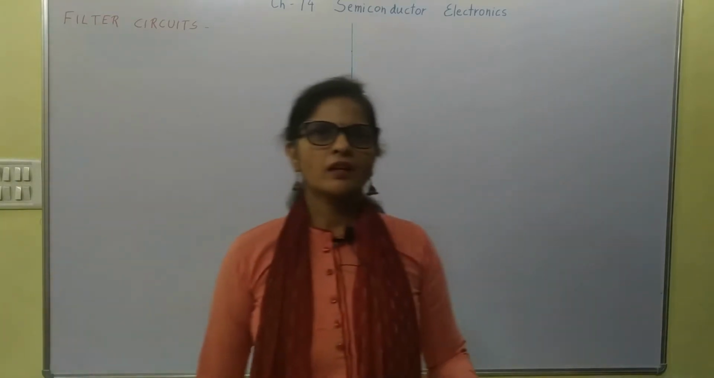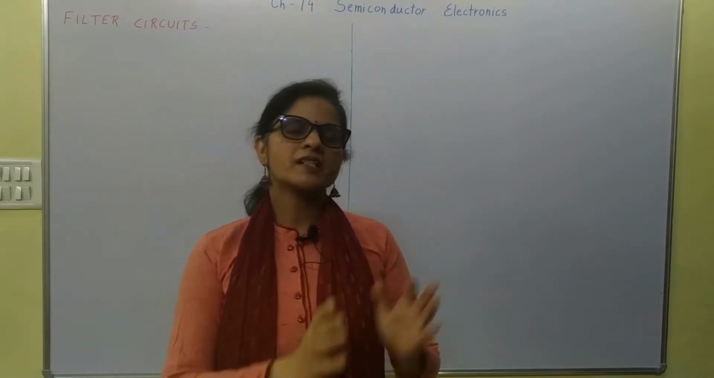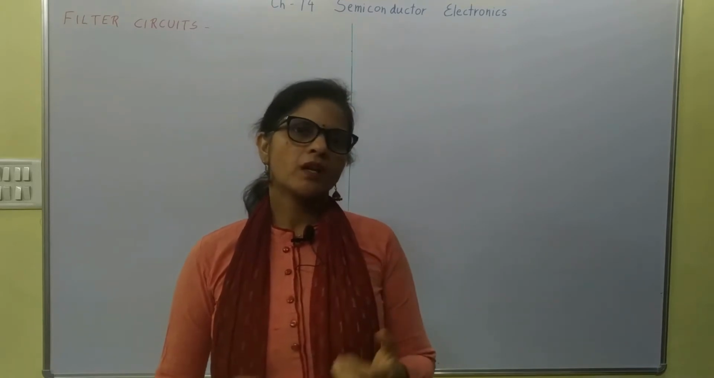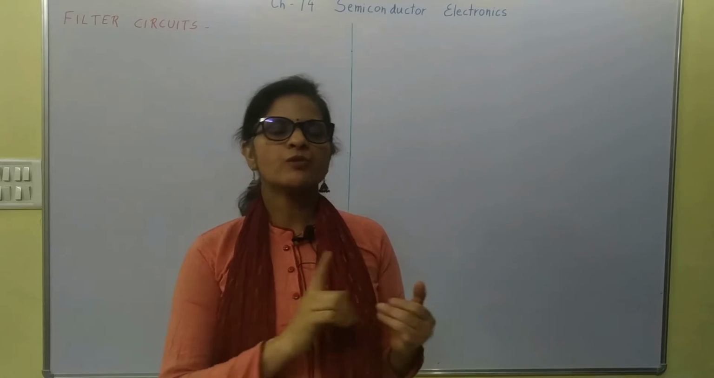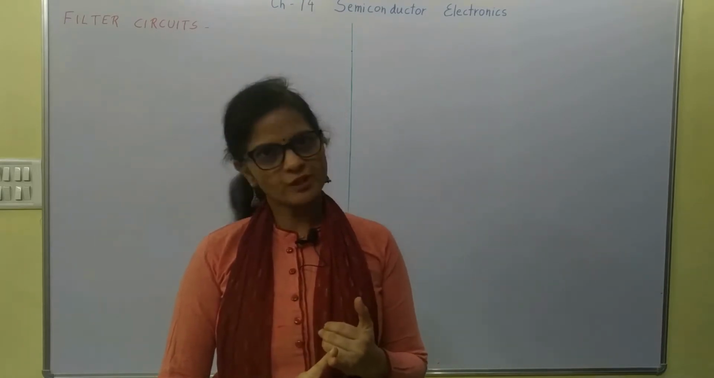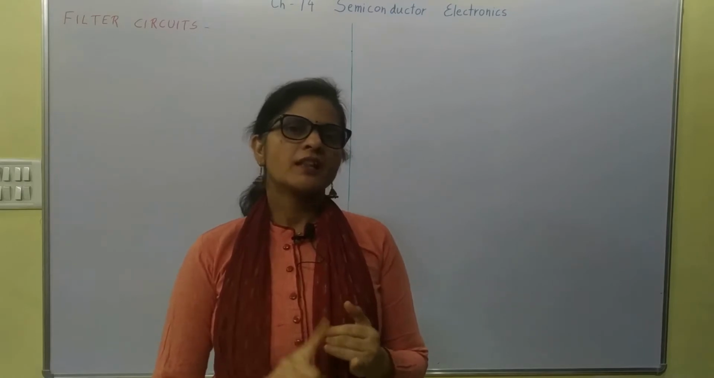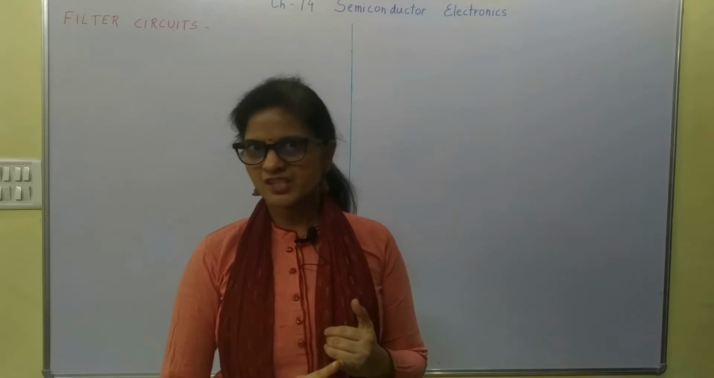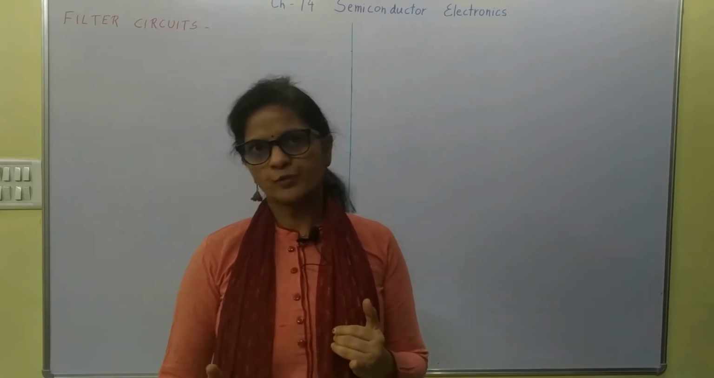Hello everyone. We have discussed in the previous video that a rectifier rectifies the AC. That means it converts AC into DC. Now the problem with half wave rectifier was that it rectifies only the half cycle of the input AC. And the problem with full wave rectifier is that though it converts both the half cycles of the AC into DC, we get a pulsating voltage across the output.